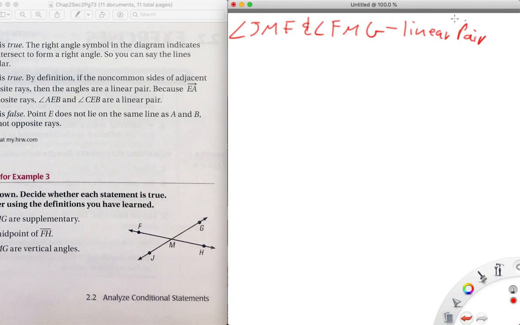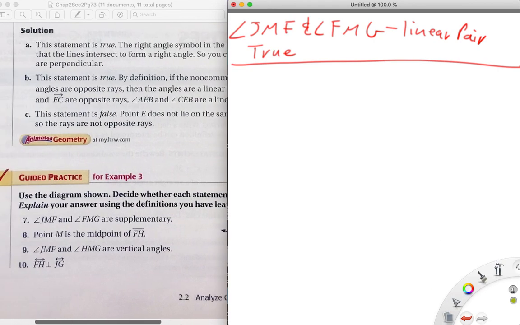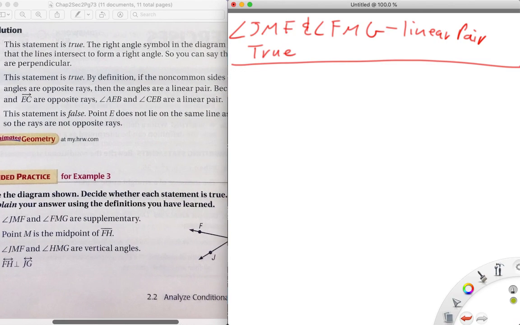And if you notice the definitions in the book, they all are in the form of conditional statements. So we would say if two angles form a linear pair, then they're supplementary angles. So this one would be true because of definition of linear pairs. So the next one is point M is the midpoint of FH.